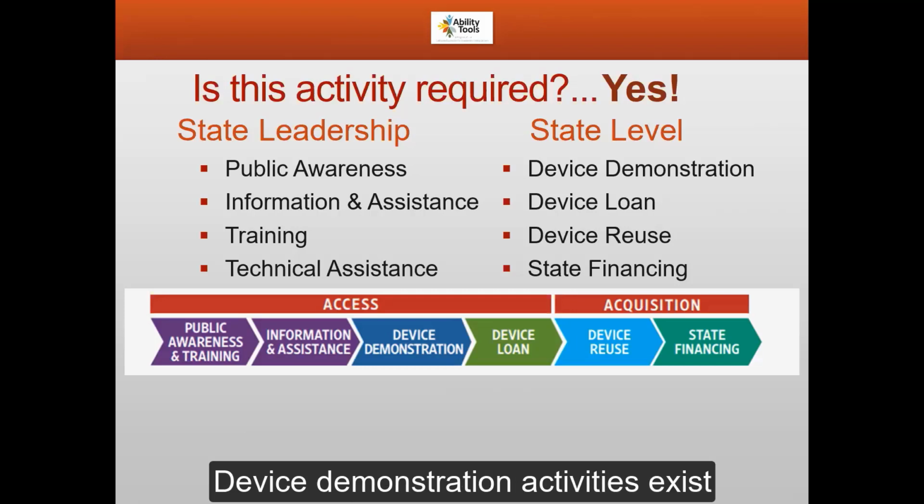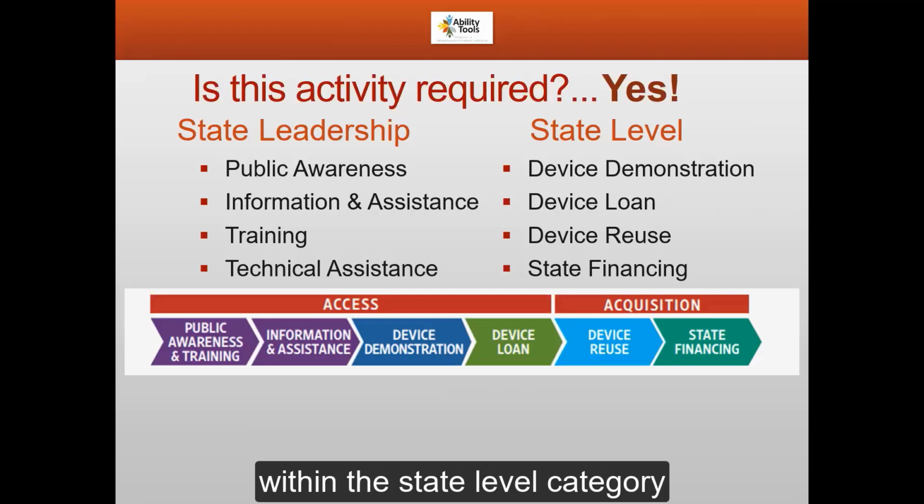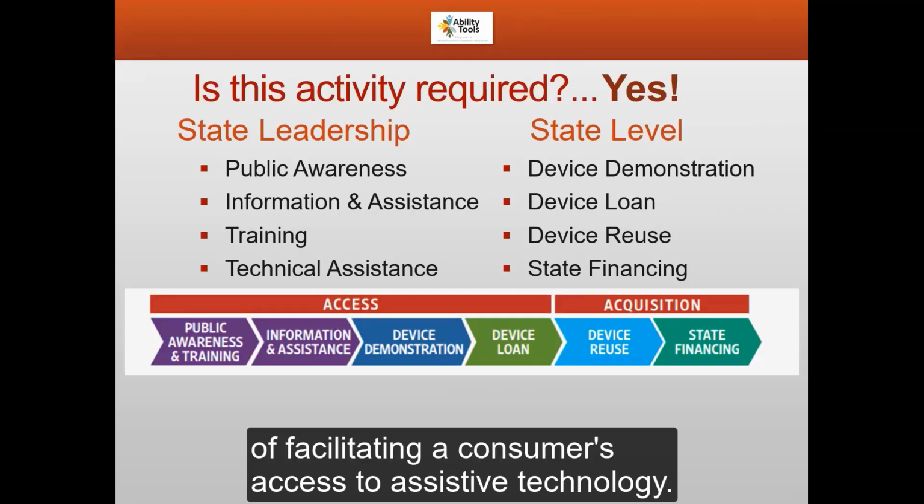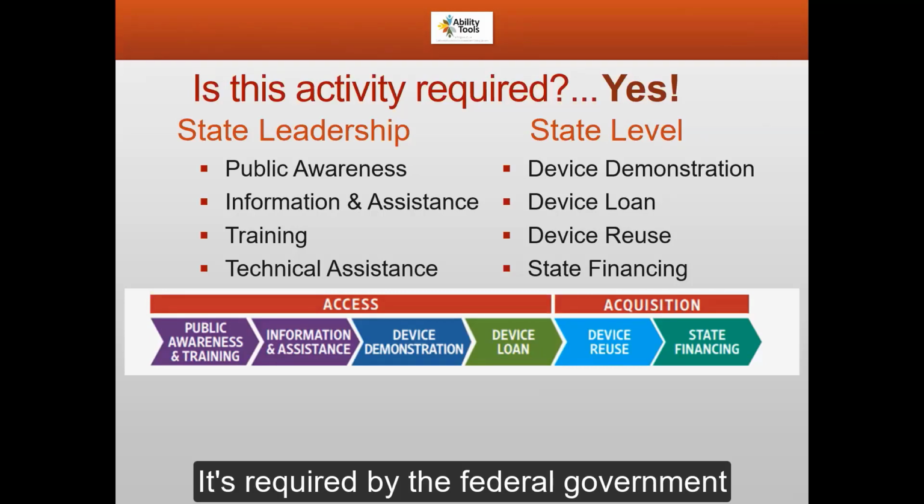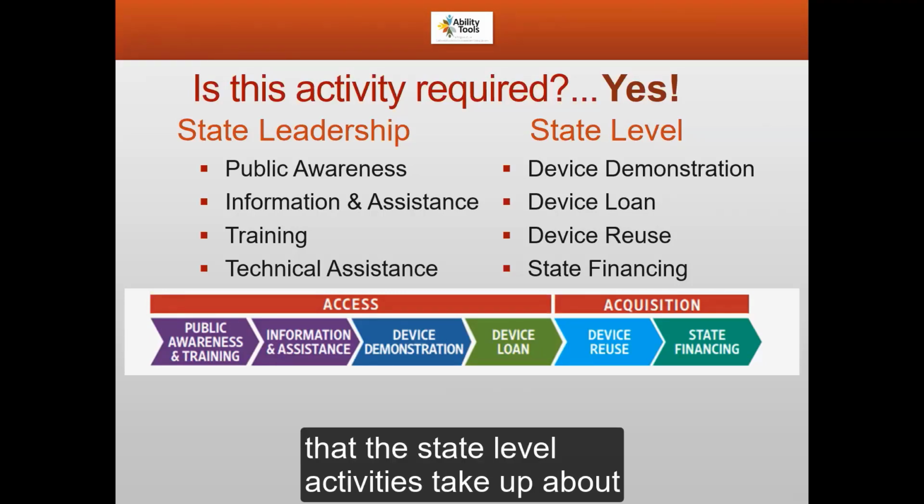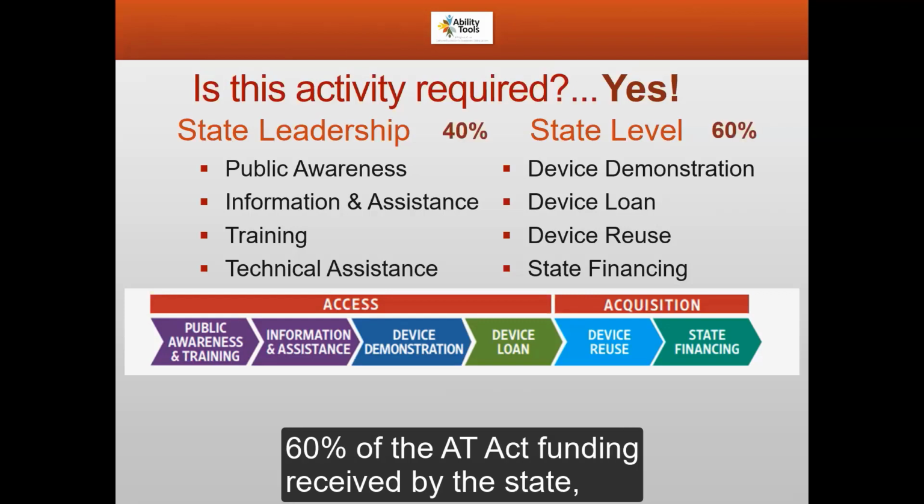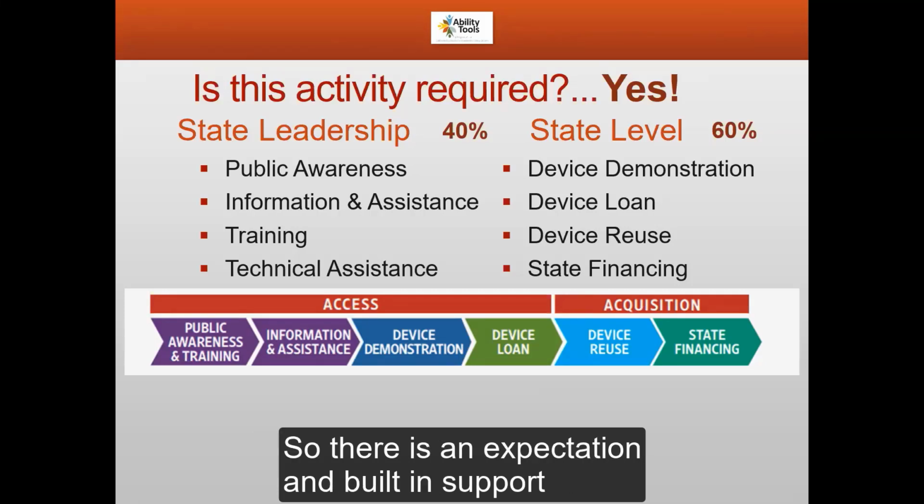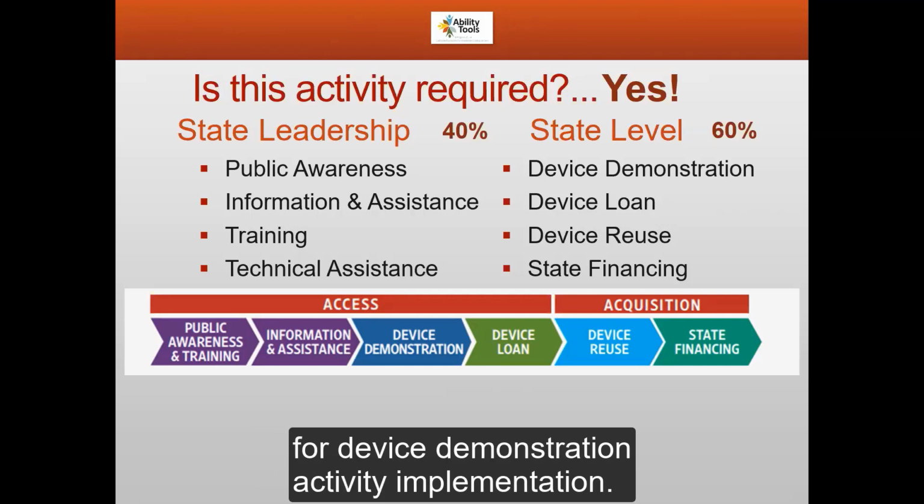Device demonstration activities exist within the state level category and are designed with the intention of facilitating a consumer's access to assistive technology. It's required by the federal government that the state level activities take up about 60% of the AT Act funding received by the state, with the remaining 40% going to state leadership activities. So there is an expectation and built-in support for device demonstration activity implementation.